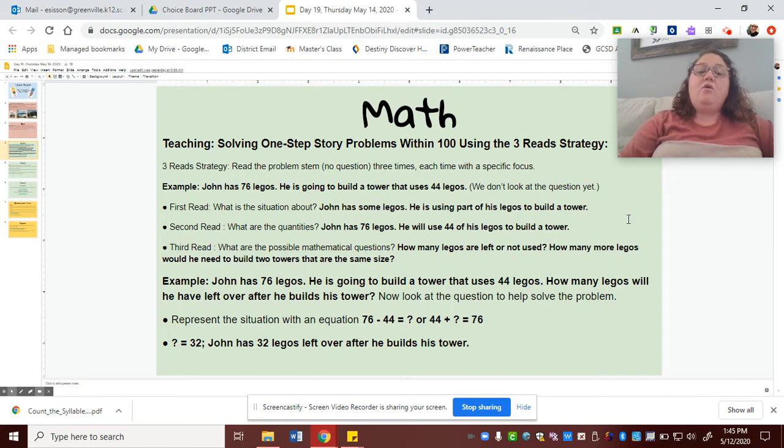So now we're going to look at the whole problem. John has 76 Legos. He is going to build a tower that uses 44 Legos. How many Legos will he have left over when he builds his tower? Now we look at the question to help us solve the problem. And the question is, how many Legos will he have left over? So that tells us we're going to subtract. So we're going to represent the situation in an equation. So it says 76 minus 44 equals, or our problem could be 44 plus what equals 76. Either way, we're going to subtract. So John has 32 Legos left over to build his tower.